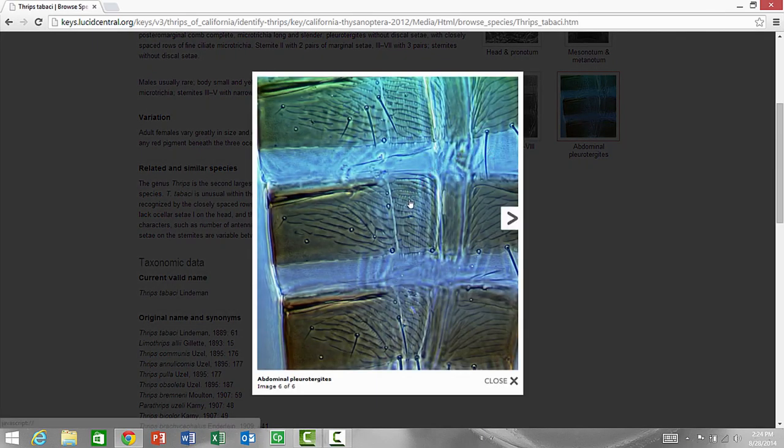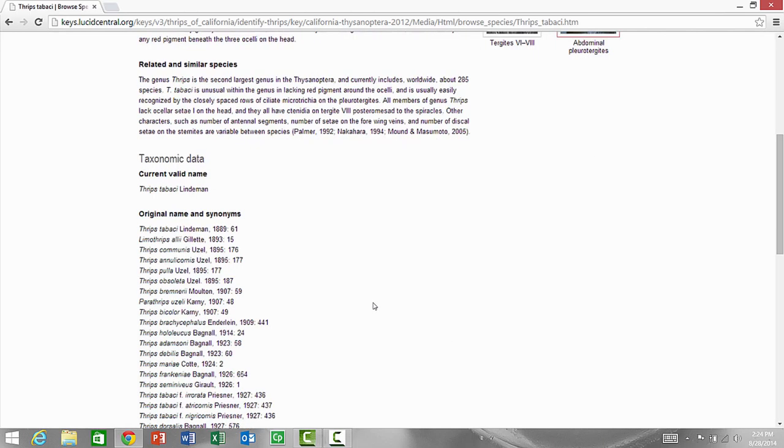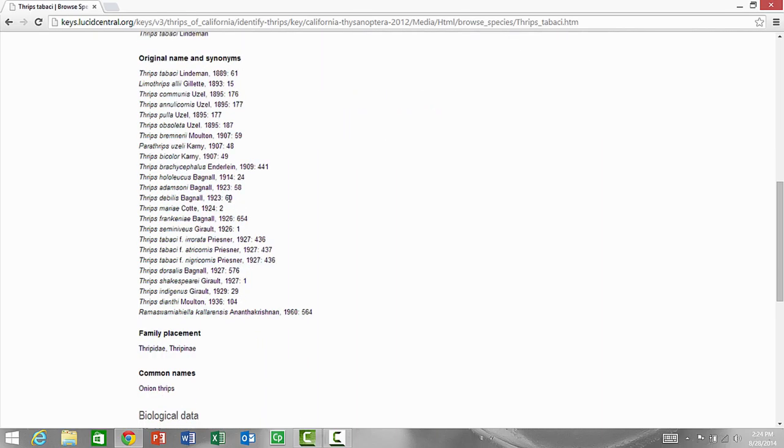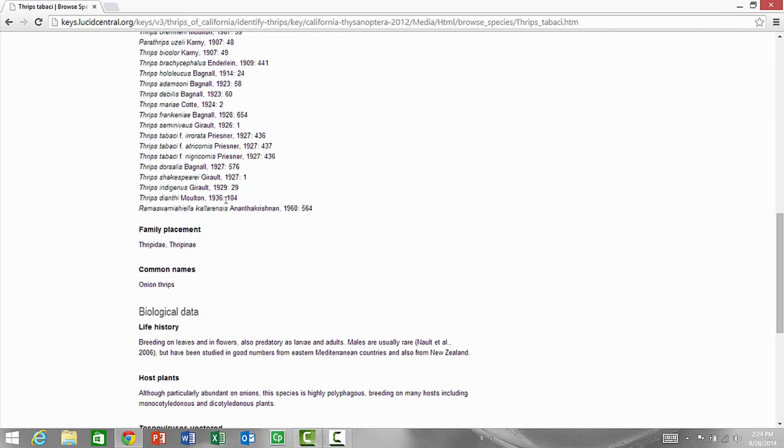And there also are images on the individual species pages. So if we were still unsure of what we were looking at, you'll notice there's an image of the abdominal pleural tergites. So we can click on that, and here you see these rows of microtrichia on the pleural tergite. And you can also see those microtrichia in this image on the lateral thirds of the tergites, abdominal tergites here.